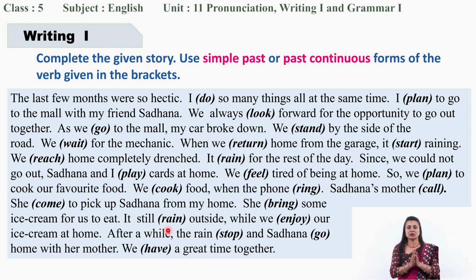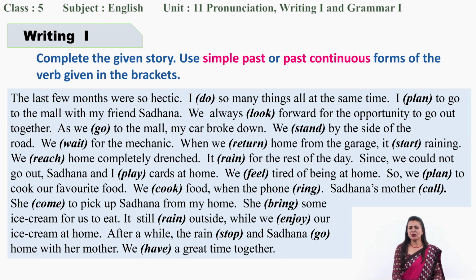Again here, still should come between the auxiliary verb and the main verb. It was still raining outside while we were enjoying our ice cream at home. After a while, the rain stopped and Sadhna go home with her mother. Yes, stopped and went. Very good. Here should be stopped and here went. That's nice. We have a great time together. How do you write have? Had. Okay. So this is the paragraph.